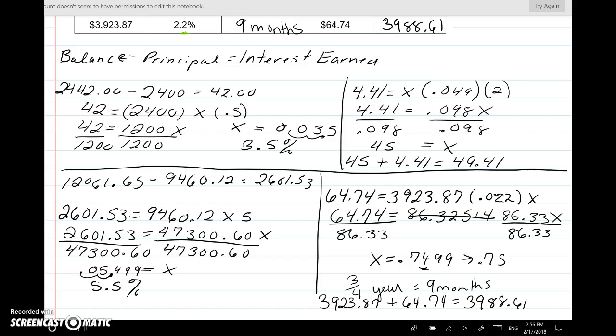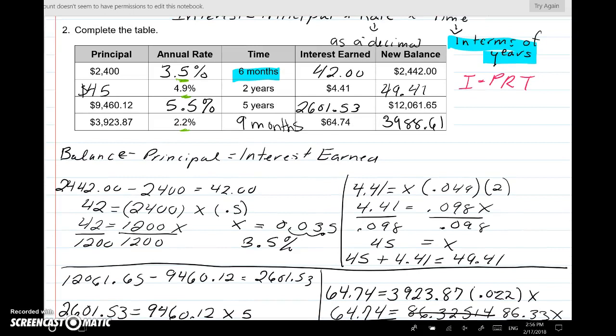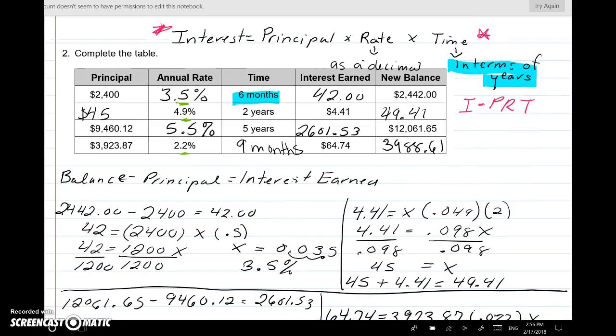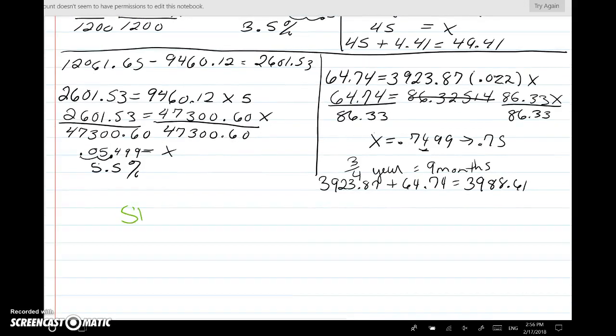Okay, ladies, I hope that was helpful for you. Feel free to review this as many times as you need. There are problems like this in your textbook if you have it at home with you. If not, don't worry about it. You can always Google for simple interest problems. That's what these are called. So you can always find more examples if you want.